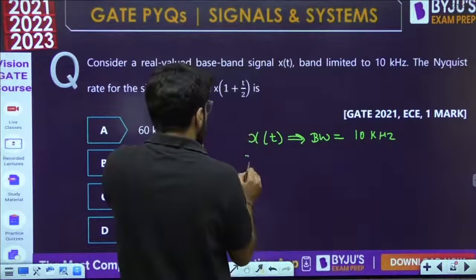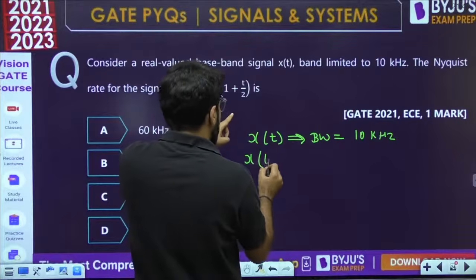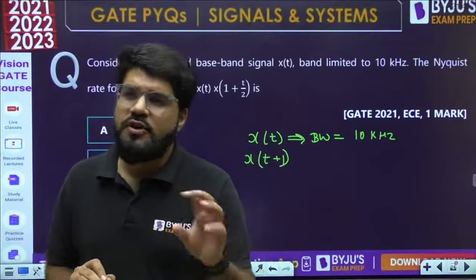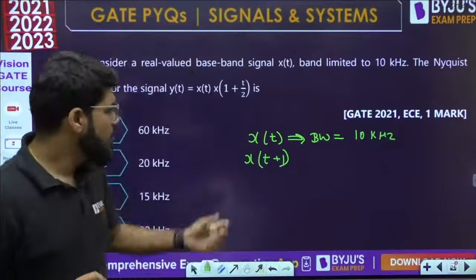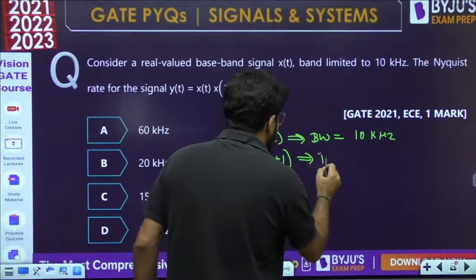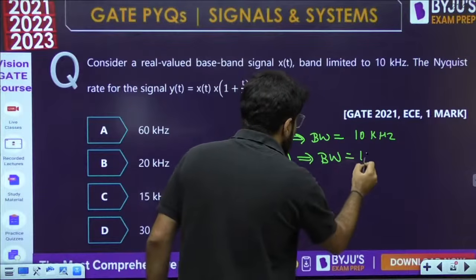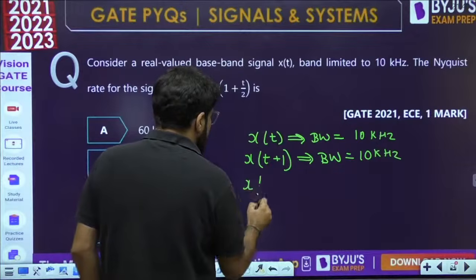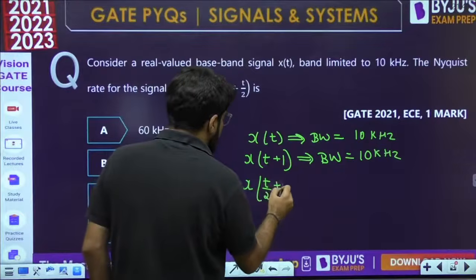Okay, so for x of 1 plus t by 2, x of alpha t plus beta, precedence rule: first shift and then scale. So I only apply the shifting parameter. Okay, does shifting a signal affect the bandwidth? No. Does shifting a signal affect the bandwidth? No. Okay, now next, x of t by 2 plus 1.